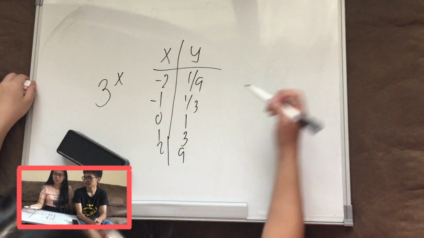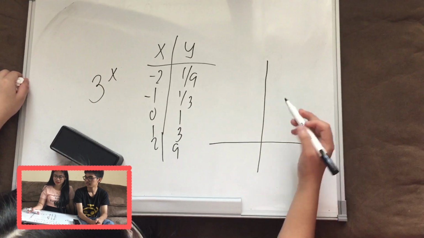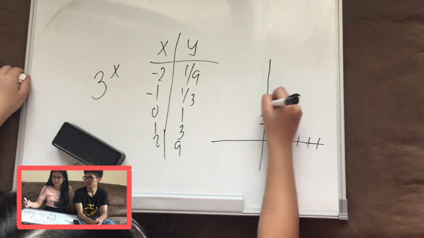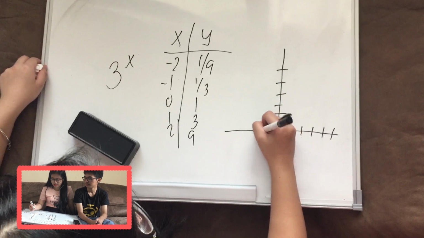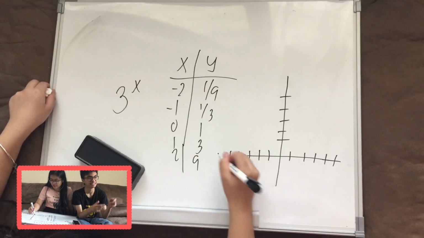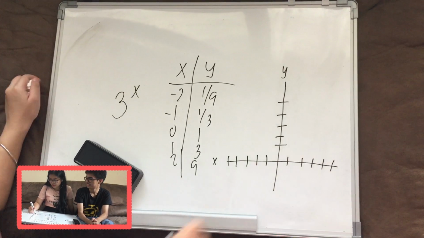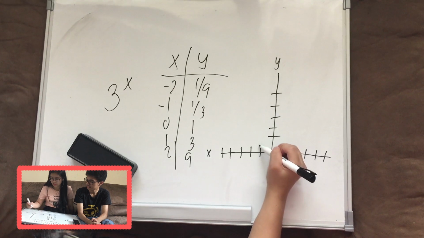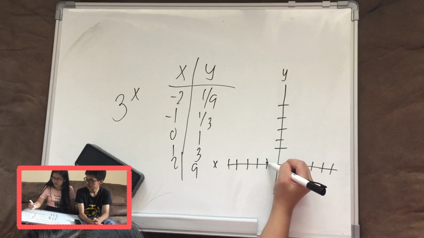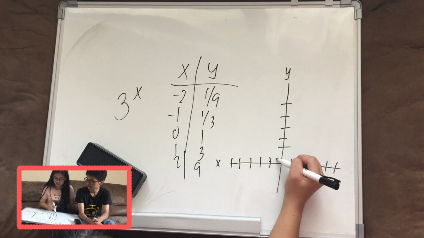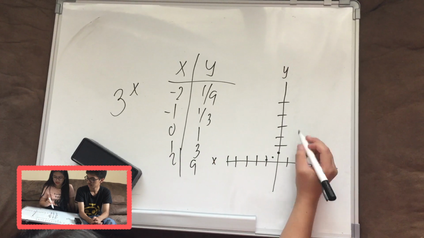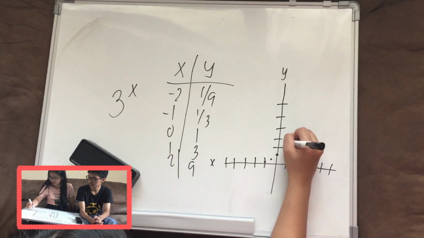The second step to doing exponential functions is graphing. So as you can see, there's the x-axis and the y-axis. First we have to graph -2, 1/9, it's going to be somewhere here. And then -1, with the 1/3, somewhere there. Then 0, that's 1, and then 2.